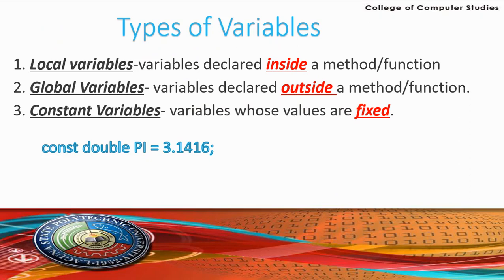Okay? Constant variables are variables whose values are fixed, meaning they cannot be altered, they cannot be changed during runtime execution. And to declare a constant variable, all you need to do is use the keyword const, followed by the data type, for example, double, and then the variable name, pi, is equal to 3.1416. Okay, so the value of pi can never be changed during runtime execution.